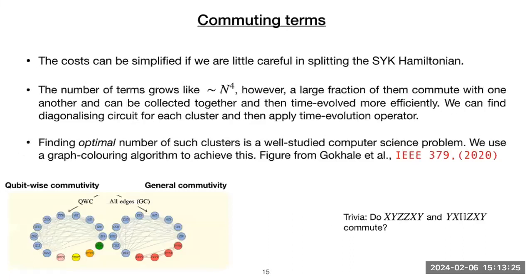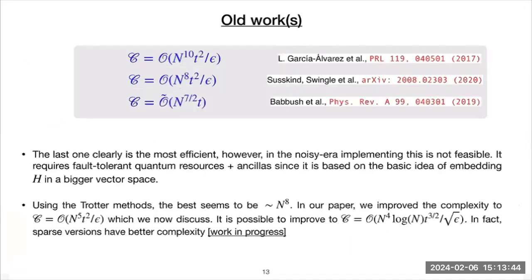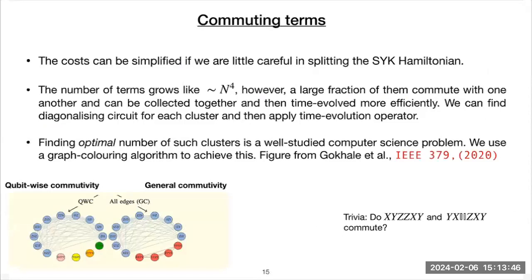Reducing the terms is easy if we just remember one very important thing about quantum mechanics: if two operators commute, you can measure them simultaneously. So, for example, when we break the Hamiltonian into, say, m terms, which scales like n to the 4, we have to be a little careful in splitting the Hamiltonian. We want to split it such that we cluster all the terms which commute with each other. This is based on the idea of qubit-wise commutativity or general commutativity.